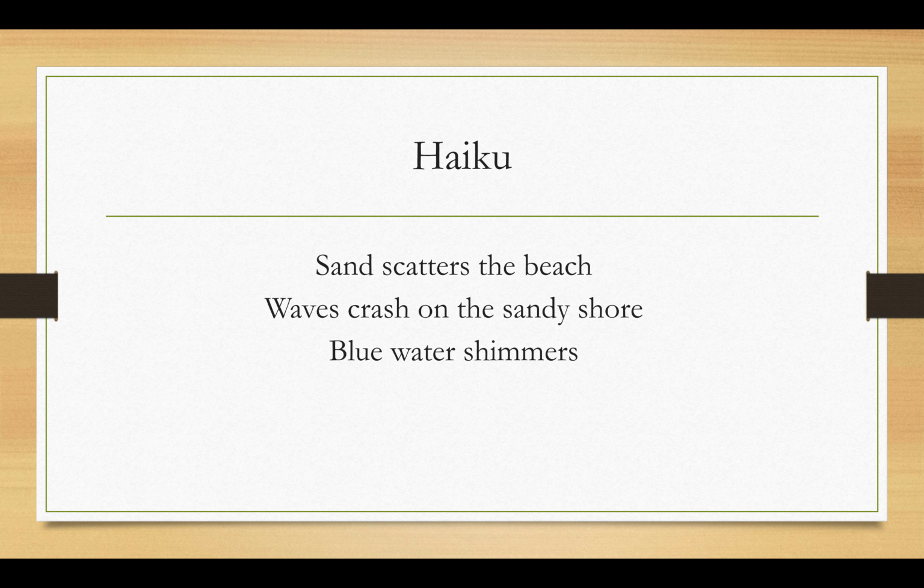Let's go back one. Sand scatters the beach. That's 5. Waves crash on the sandy shore. Blue water shimmers. So when you're reading it, if you can't differentiate the syllables, you want to count, and you can clap your hands. You can say it slowly and try to figure it out that way. But you have to make sure it's 5, 7, 5.